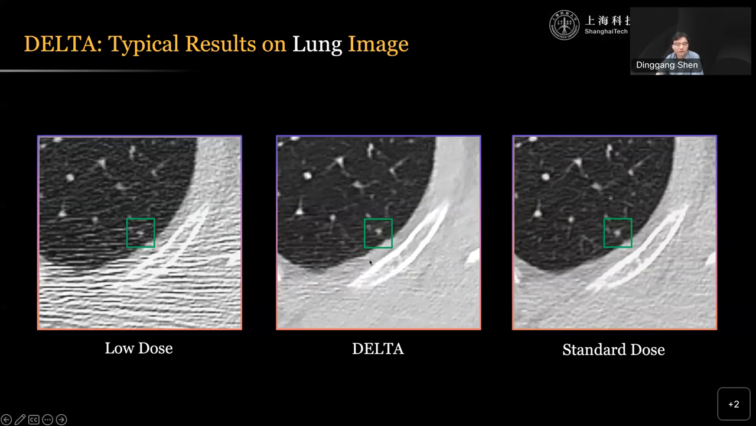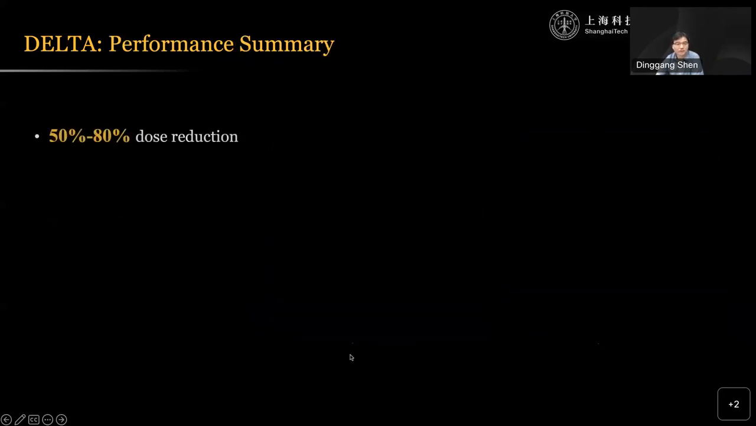And I come back to the original question I mentioned. In the standard dose, you can see the nodule very clearly. And if you use a low dose, you have a lot of artifacts and the nodule edge is not very clear, but using our deep learning trained algorithm, we can still see the nodules relatively clearly using this low-dose reconstruction algorithm.